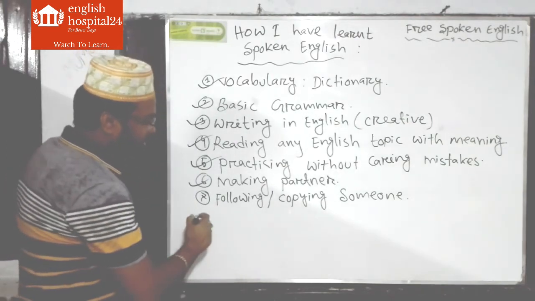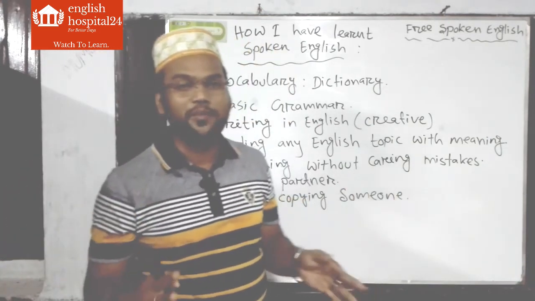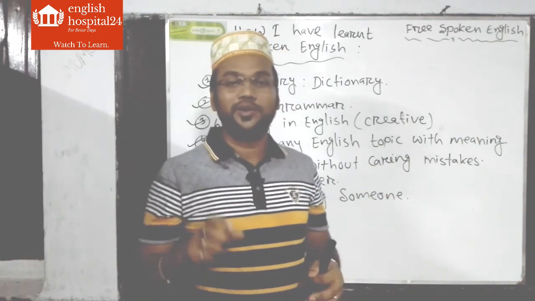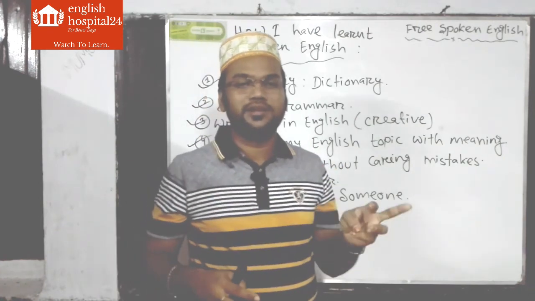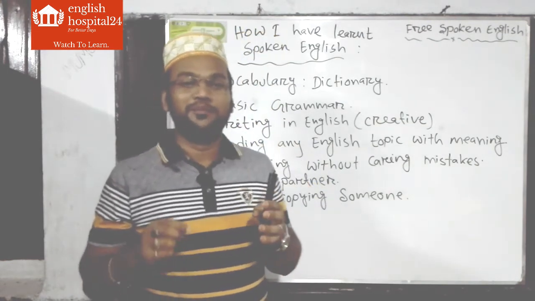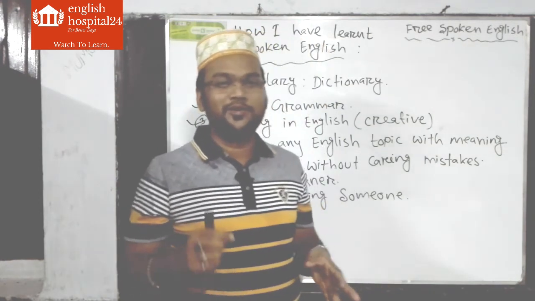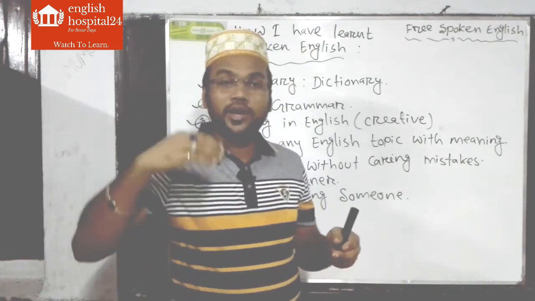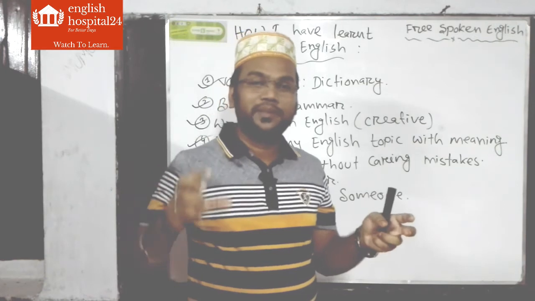Then number 7, following or copying someone. In our daily life, we are always copying someone or something. So, in the English language, you will have to copy someone. There are 2 types of English in modern time, British and American. If at the very beginning of your learning you cannot follow British or American, you will have to try to learn simple English. Then when you are a little bit expert, you can follow British or American.